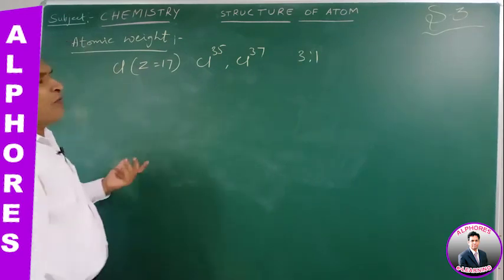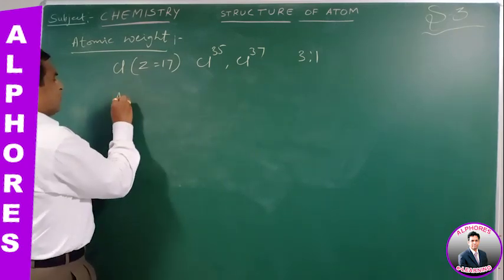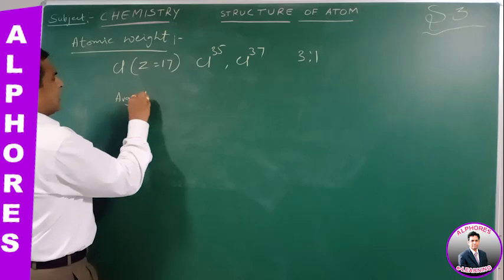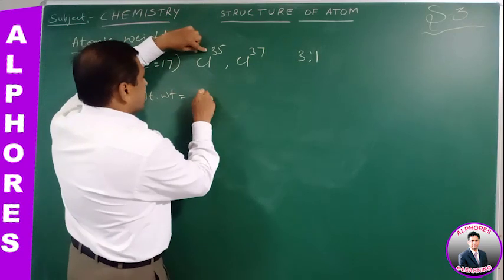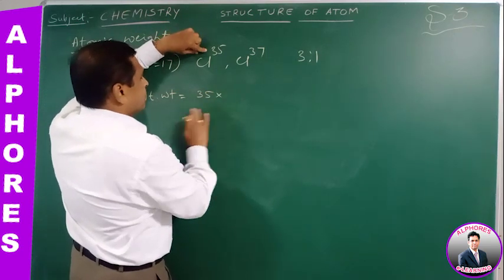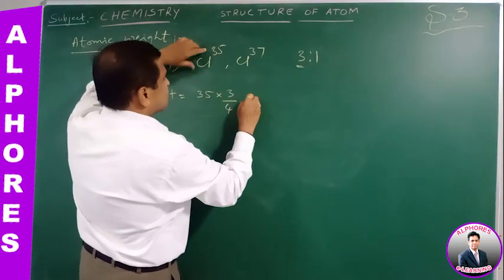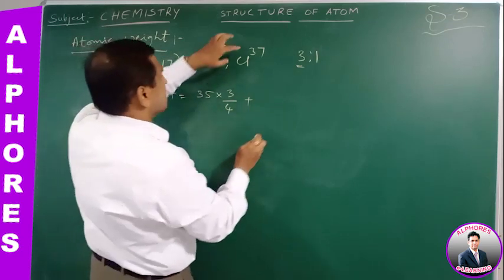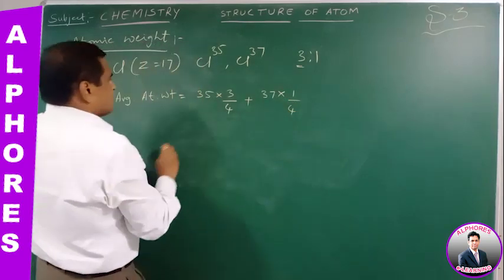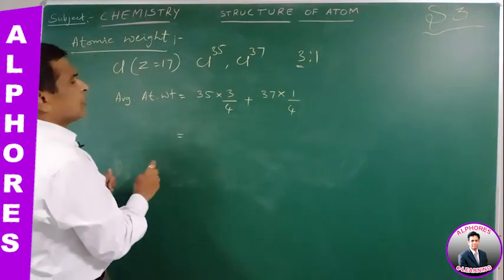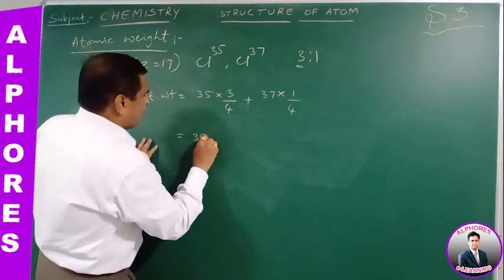So calculate the average atomic weight of the chlorine atom. The average atomic weight of chlorine equals the atomic mass of chlorine 35 into its relative abundance, 3/4, for one isotope, plus the other isotope's mass number, 37, into 1/4. That gives the average atomic weight of chlorine as 35.5.